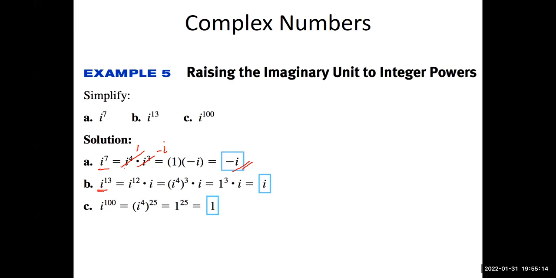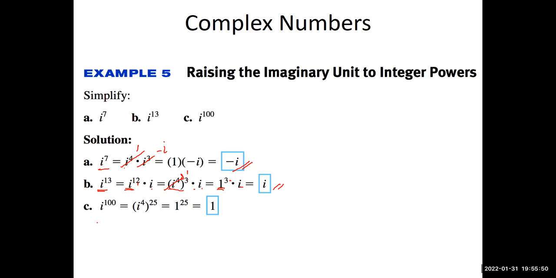How about i raised to 13? i raised to 13 is also equal to i raised to 12 multiplied by i. And i raised to 12 is also equal to i raised to 4, raised to 3. Okay? Then multiplied by i. So i raised to 4 is 1. Okay? So that is 1. Then raised to 3, that is 1. Okay? Multiplied by i. So it is simply i.